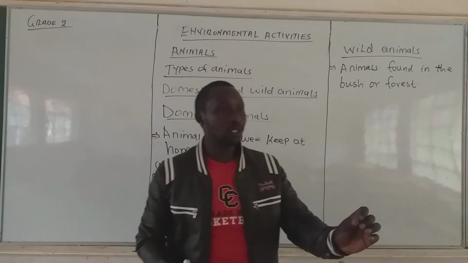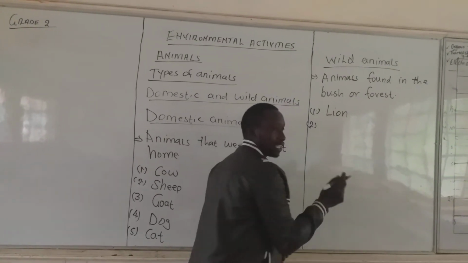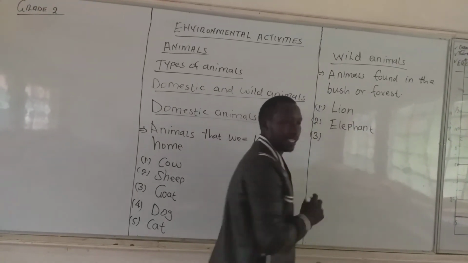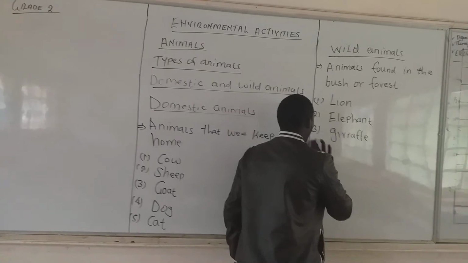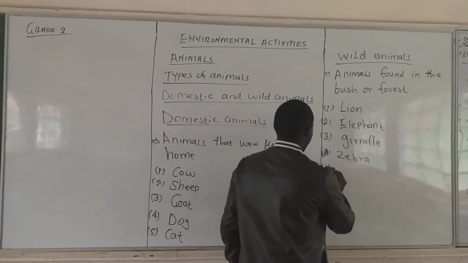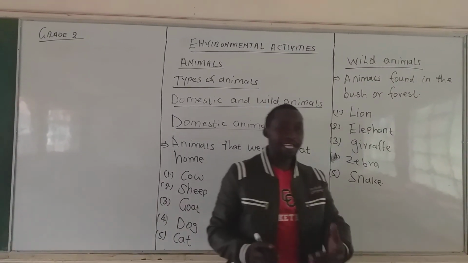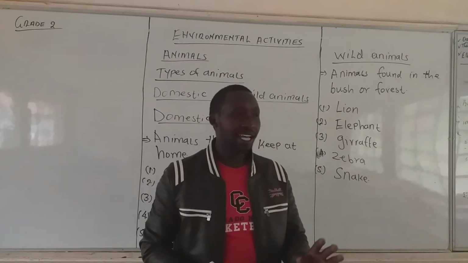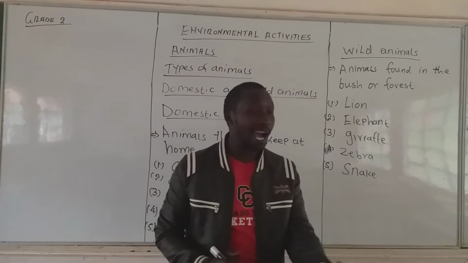And we named some of these animals that live in the bush. For example, one, lion. Two, give us some more. Elephant. Three, giraffe. Four, zebra. Another one, snake. And many more, like monkeys, rhinos. These are animals found in the bush. They are sometimes dangerous. Most of the animals that live in the bush are dangerous. They can harm us or kill us.